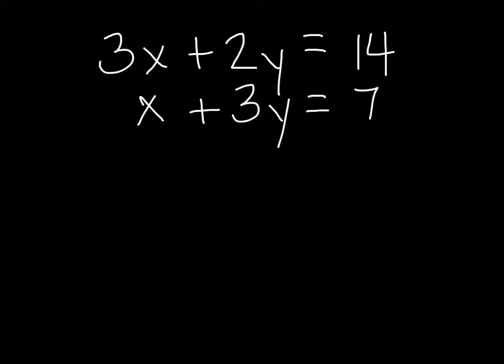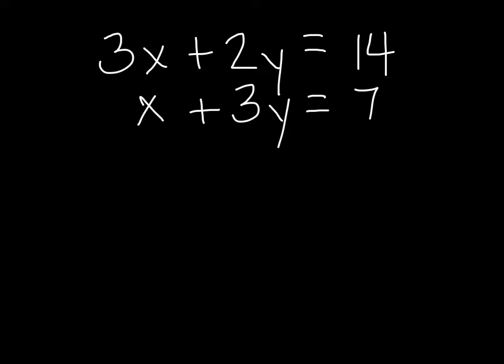So let's think about elimination. What does elimination mean? It means to get rid of something. So when you solve a system of linear equations through elimination, essentially what you're trying to do is eliminate one of your variables so that you can solve for the other variable and then plug it back in. So what is it that I mean?